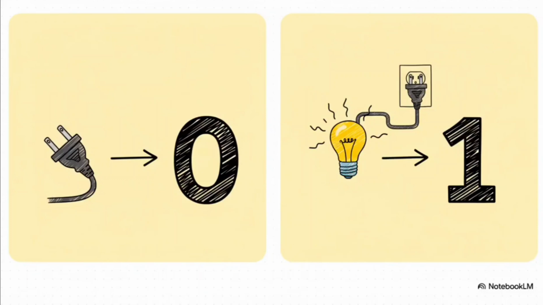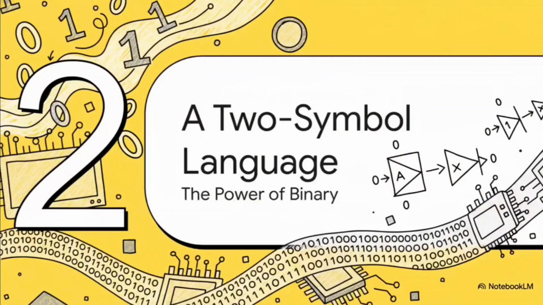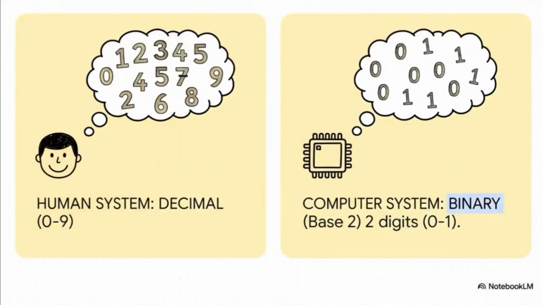Every single piece of information inside a computer is physically represented by this simple state. So if your only building blocks are a 0 and a 1, you're gonna need a language that only uses those two symbols. And that's exactly what we have. It's the universal language of computers: binary. You know, we humans think in what's called decimal or base 10. Makes sense, we have 10 fingers, so we use 10 digits, 0 through 9. Computers, though, they work in binary or base 2. They only have 2 digits to play with, 0 and 1. Everything has to be built from just those 2.